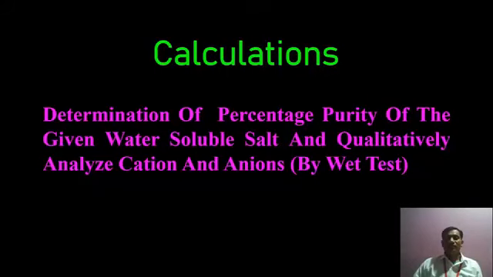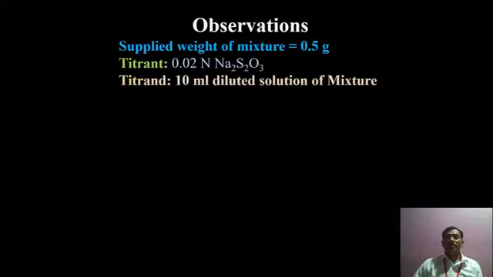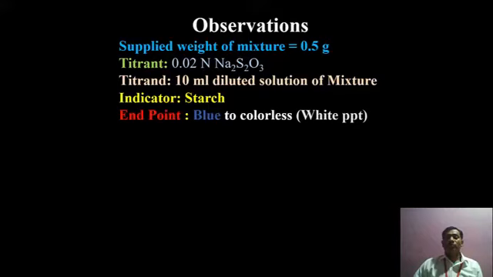Now, dear students, let's discuss the calculations. For the calculation part, let's focus on the observations. So the first one, observations: the supplied weight of mixture was given 0.5 gram. The titrant was 0.02 normal sodium thiosulphate, that is Na2S2O3. Titrate 10 ml of diluted solution of the mixture. The indicator was starch, and the endpoint was blue to colorless or white precipitate.